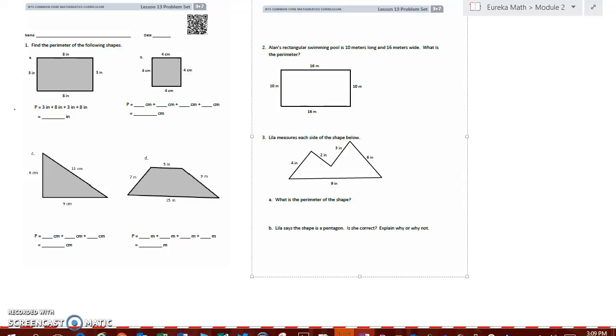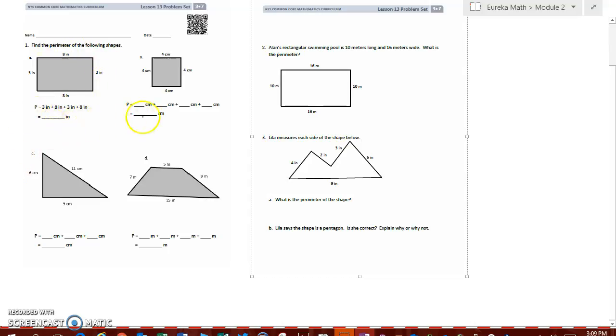So with perimeter, to find what the perimeter is of this shape, all we have to do is add up the measurements of the sides. You'll notice here they show a capital P. That stands for perimeter. So in math, when you see the capital P, it's talking about perimeter. Then they show you how they're adding the 3 inches here, plus the 8 inches up here, plus the 3 inches here, and the 8 inches here.